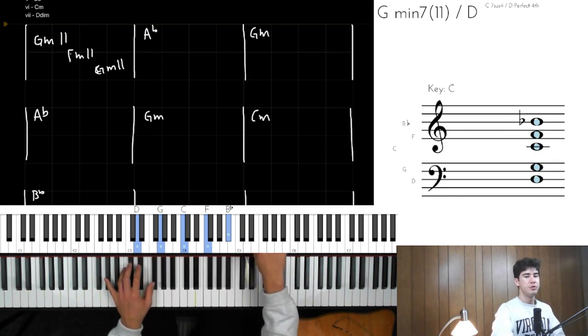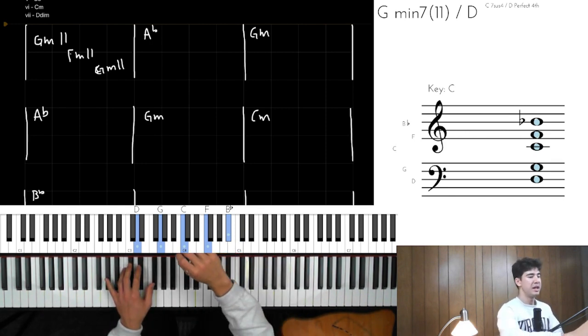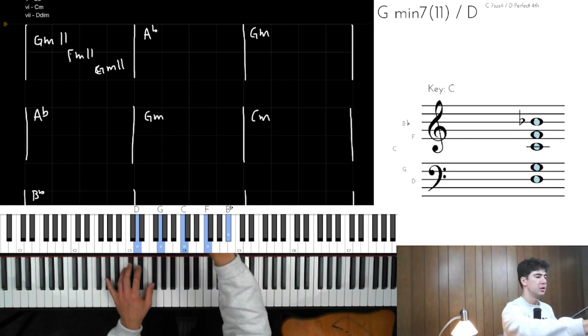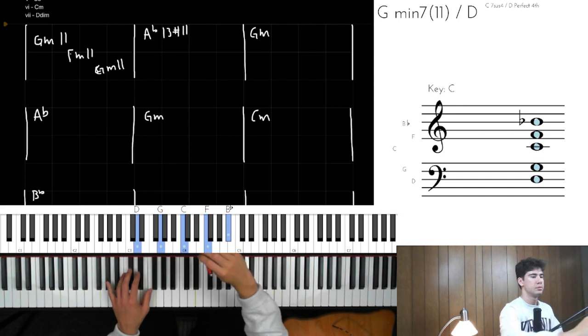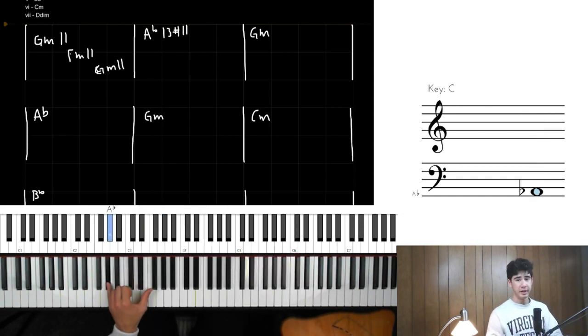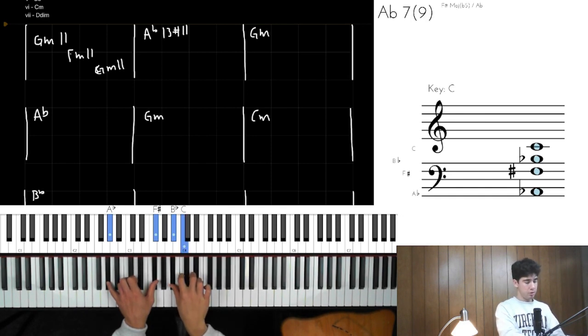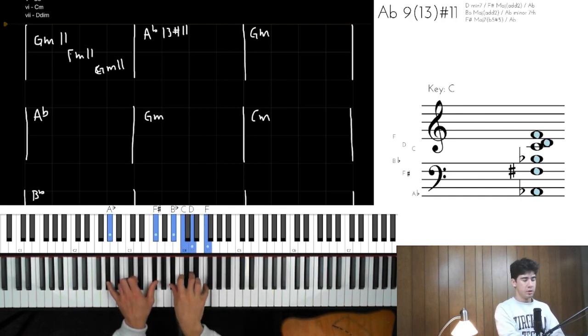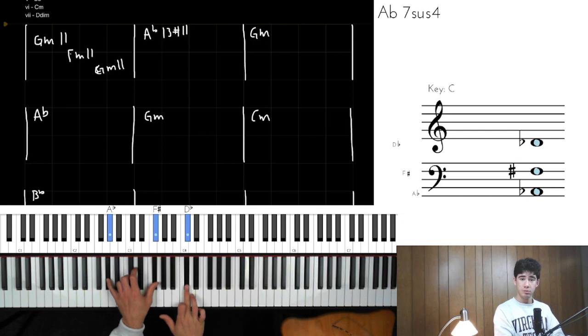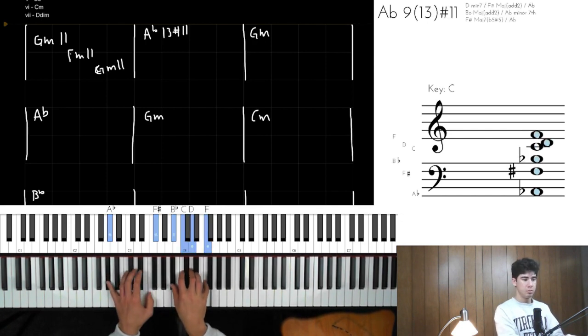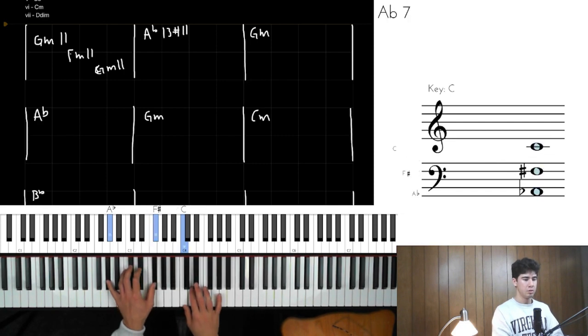And then we're going to move to our 4 chord. We're going to use A flat 13 sharp 11. A flat 7, 9, 3rd, sharp 11, 13. Here we go. A normal 11 would be D flat. Sharp 11 is going to be a D natural. Let's add our melody in.